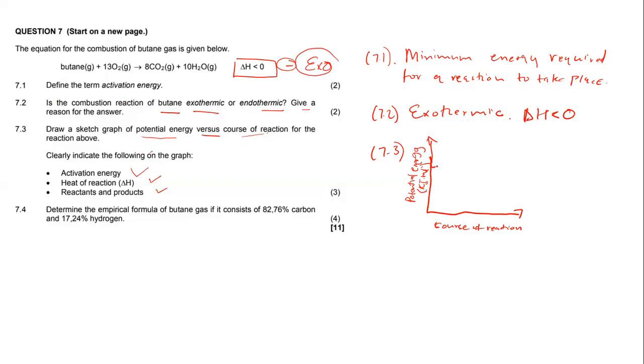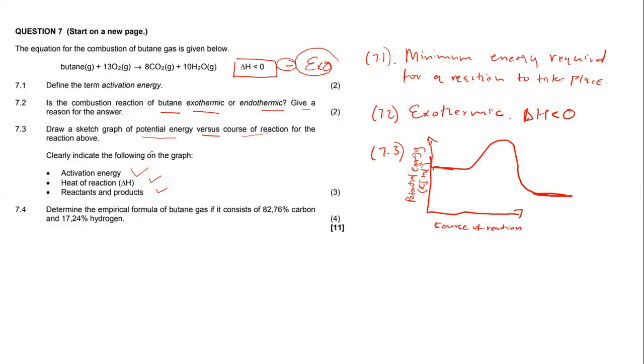So, that means you can start it maybe somewhere over here and then go up to your activated complex, go down, and therefore it's supposed to exit maybe somewhere over there. It's supposed to look like this. This is exo, it exits at the bottom, right? So now let us indicate everything that they wanted us to indicate.